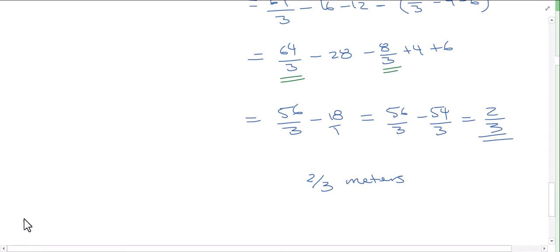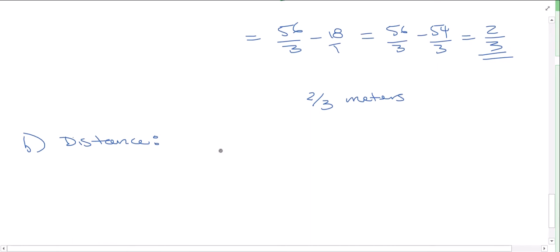Now what about the distance? So for part B, the distance, this is a little bit harder because we have to find the absolute value. So the distance is the integral from A to B of the absolute value of the velocity, dt.